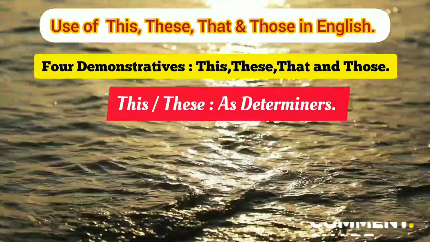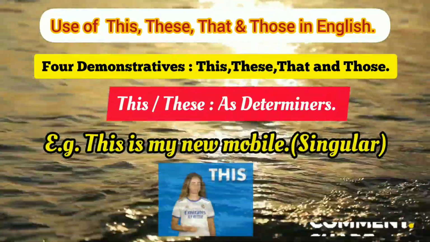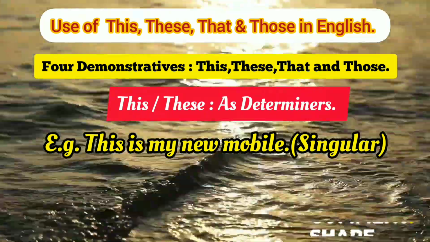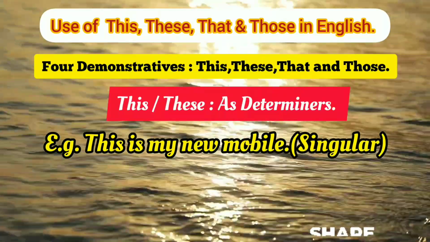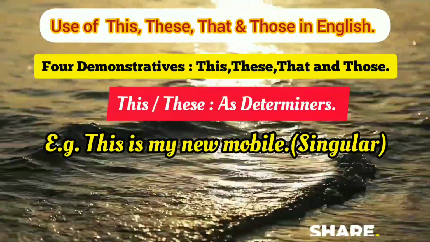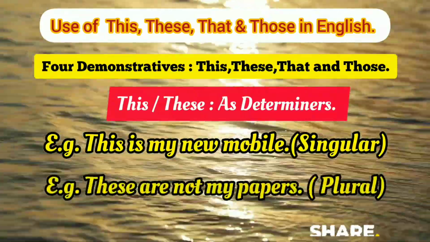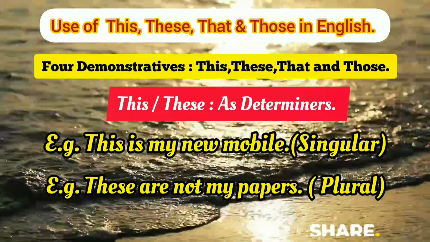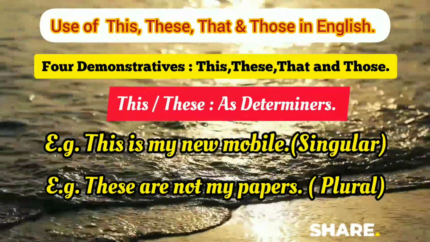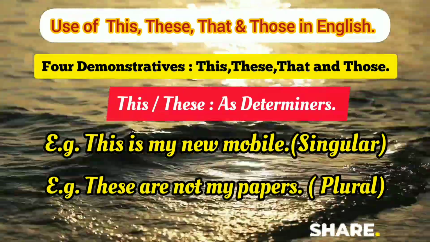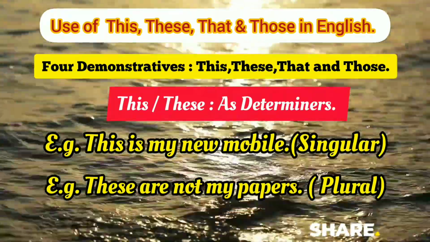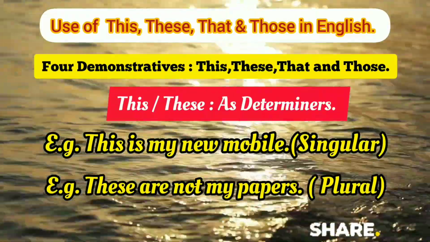So let me show you how to use them. As you see the first example, this is my new mobile. I'm pointing towards my mobile, I'm showing my mobile, this is my new mobile. So it is used to point out something which is close to you. Maybe you are holding it, and in case of singular we use this. The second example is, these are not my papers. Here I am also pointing out some papers, and I'm using these because the papers are close to me. As it is plural, I'm using these, not this. So I'm quite sure it's crystal clear. So this and these are used to point out a thing or things close to you. That's the first way we can use them.